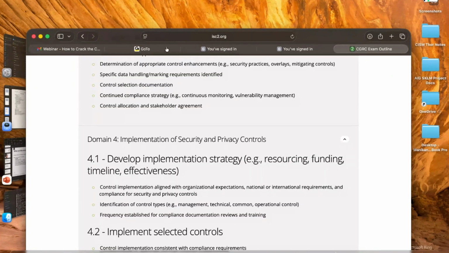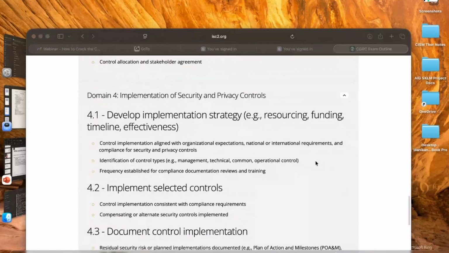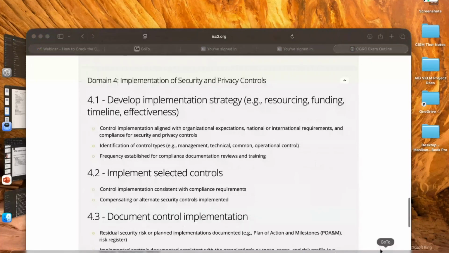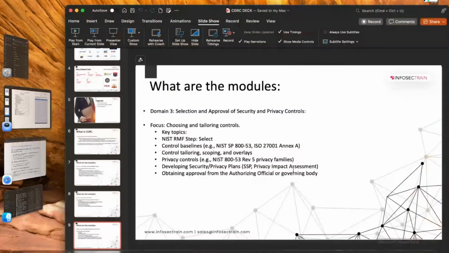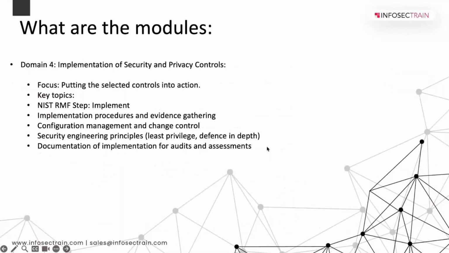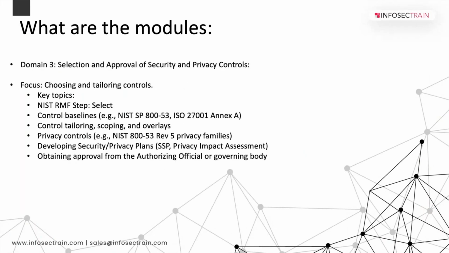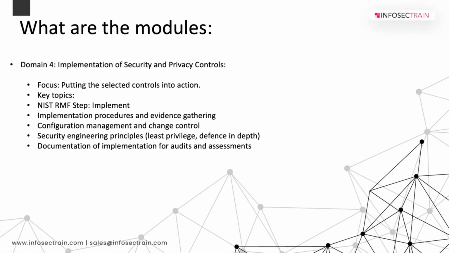So now moving on to domain 4. In domain 4, this is where we are going to implement the security and privacy controls. Whatever controls we selected in the previous stage, in this stage we are going to implement. So the focus is putting the selected controls into action. What is the NIST RMF step over here? Implement. So here we are going to implement the controls which we have selected.